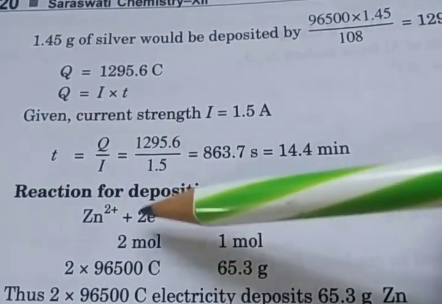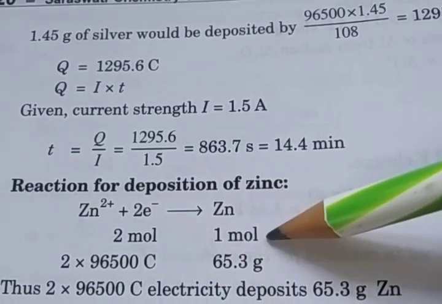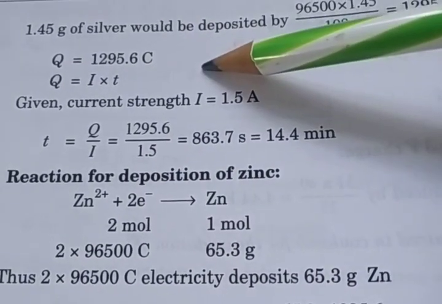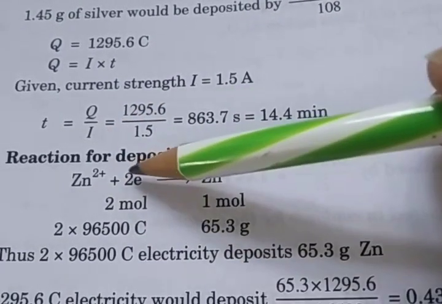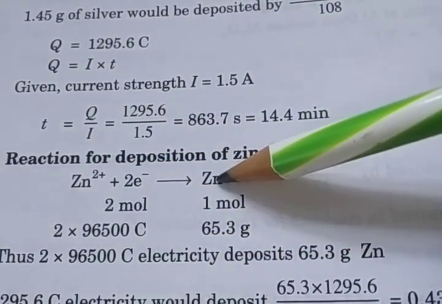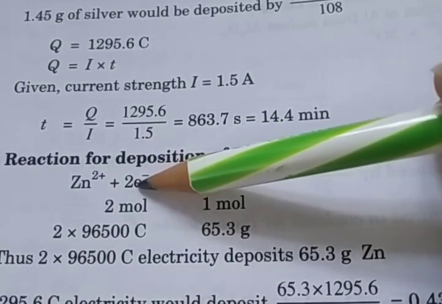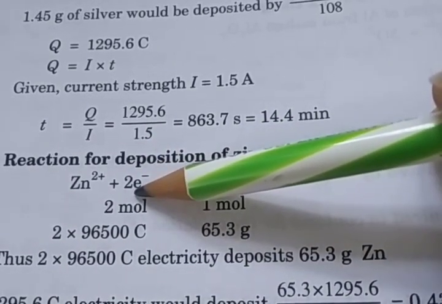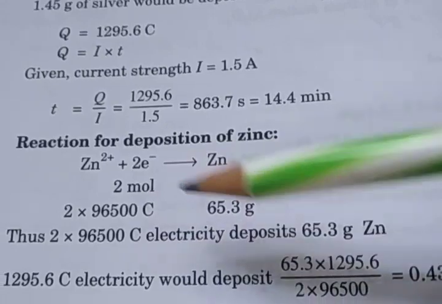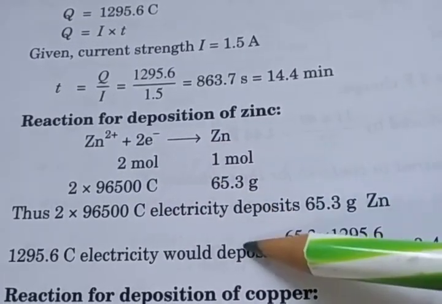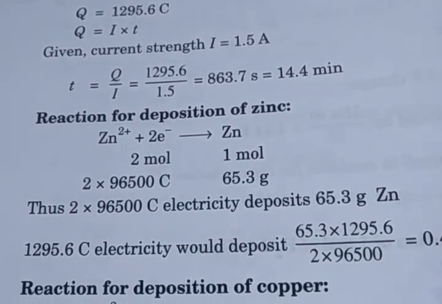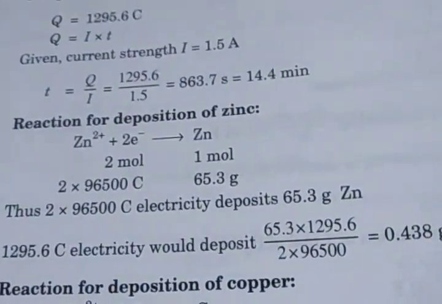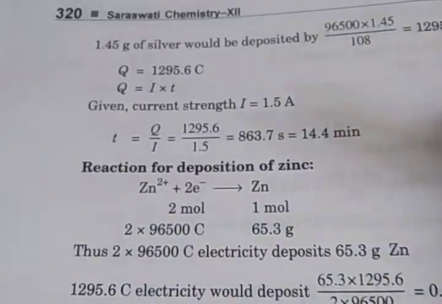Then the reaction for deposition of zinc. First we saw silver, second we have to see deposition of zinc. Zn2+ gains 2 electrons and converts into zinc. So 2 mole electrons, 2 mole, 2 Faraday. Here the zinc atomic mass is 65.3 gram. The electricity passed is the same for all.